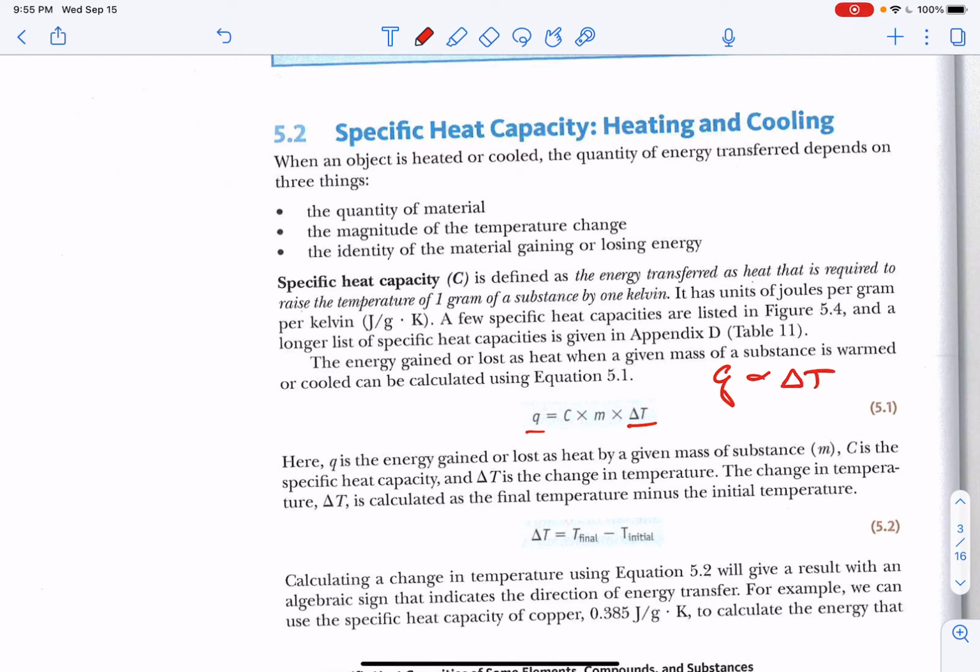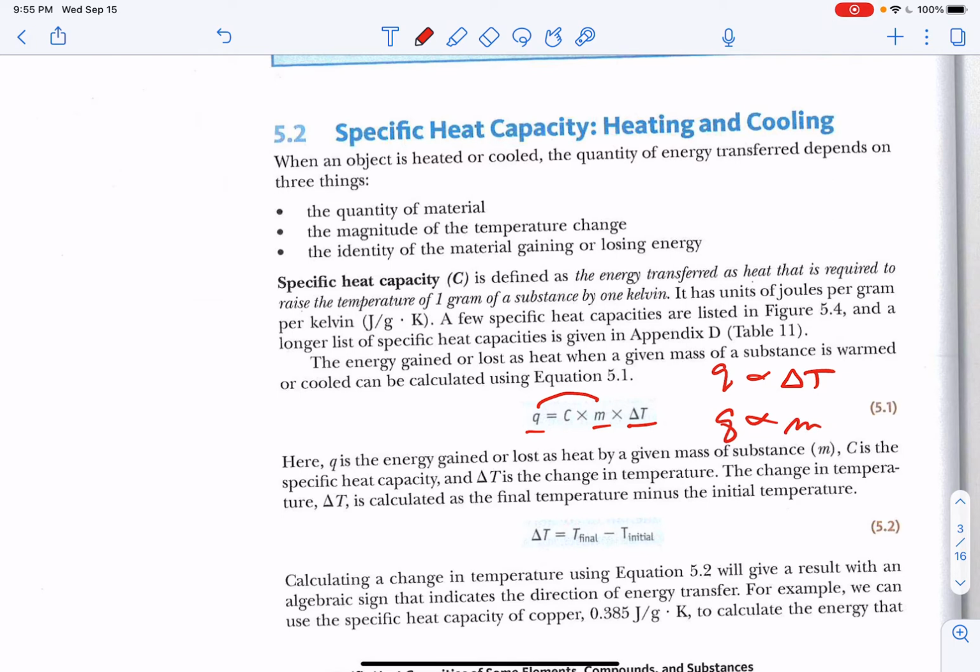We also said that if you had an object of greater mass, if you had a 50-gram steel sphere compared to a 1-gram steel sphere, and they both underwent the same change in temperature, the object with the bigger mass will gain or lose more heat per change in temperature. In other words, those two quantities are proportional. Q is proportional to the mass.